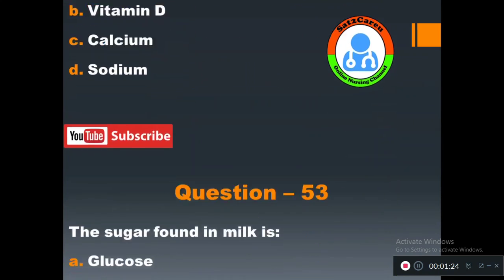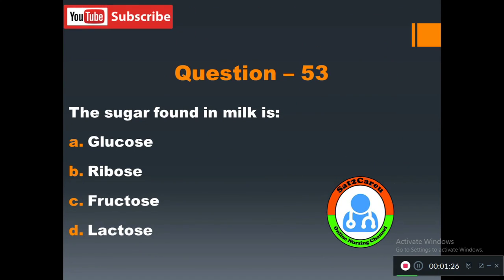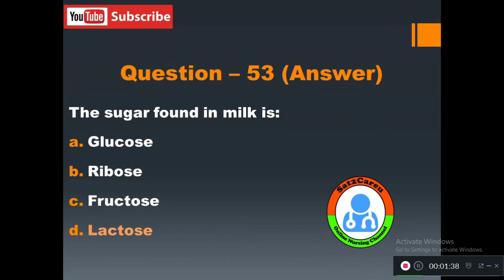53. The sugar found in milk is option A, glucose, B, ribose, C, fructose, D, lactose. The right answer, lactose is the sugar present in milk.